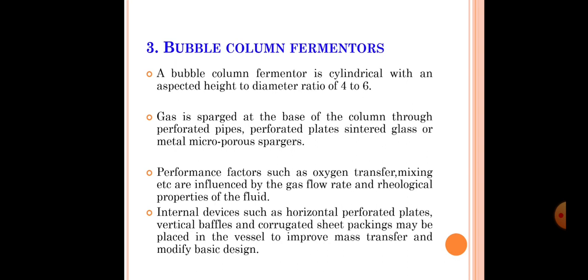It is a cylinder with an aspect ratio, height to diameter, of 4 to 6. The gas is sparged at the base of the column through perforated pipes, perforated plates, sintered glass or metal microporous sparges. Performance factors such as oxygen transfer, mixing, etc., are influenced by the gas flow rate and rheological properties of the fluid. Internal devices such as horizontal perforated plates, vertical baffles, and corrugated sheet packing may be placed in the vessel to improve mass transfer and modify the basic design.